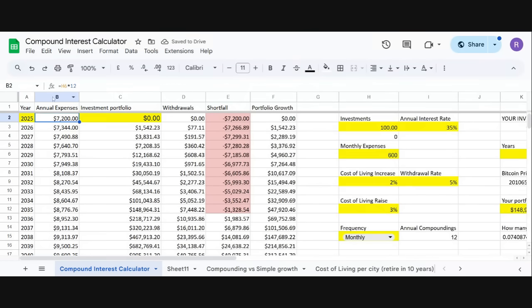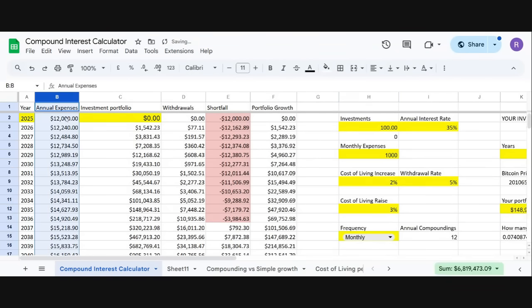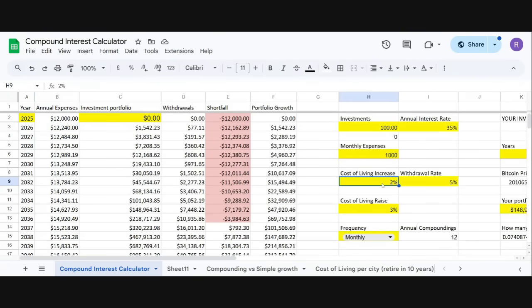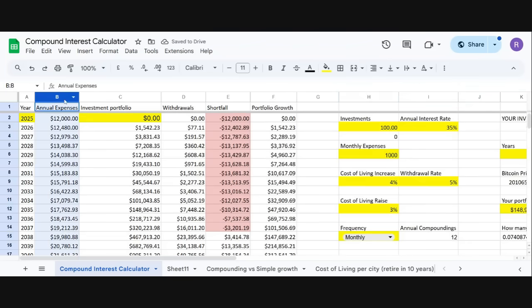The next one, annual expenses. This is based on your monthly expenses. So you have your monthly expenses here and your annual expenses here. You can change your monthly expenses, and it'll also change your annual expenses. So we go to $1,000 a month. Annual expenses are $12,000. And you might have noticed that in year 2026, your annual expenses went up from 12,000 to 12,240, and that's based on this number here. So let's say your annual expenses are actually going up by 4% per year. You can change that number here, and you'll see that reflected in this column.